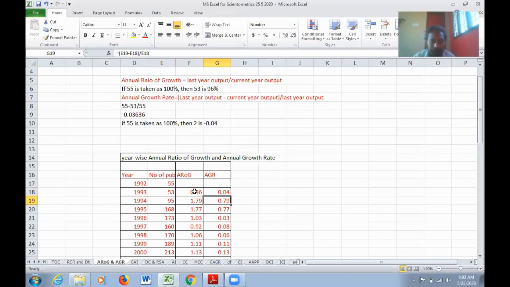Okay, and here also this is last year output slash current year output. So last year output is E17, isn't it? I think I have a small change here. Let me change here.